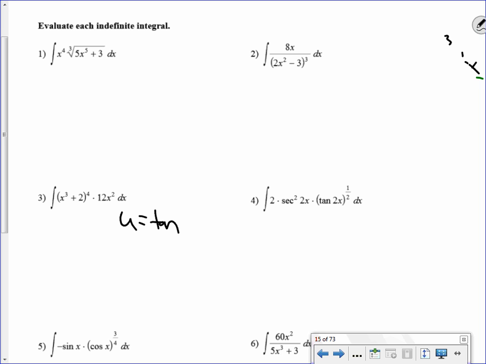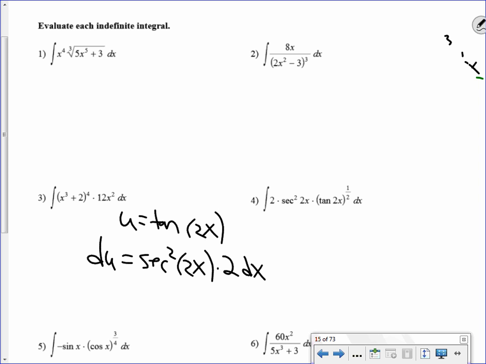This one, I'll tell you, you don't even have to pull the 2 out. You'll see it in a second. Because what's du going to be? What's the derivative of tan of 2x? Secant squared of 2x times 2, and then the dx. We have every factor already there. We don't have to put in anything. It's all there. So all we have to do is rewrite it. If we rewrite this in terms of u and du, what's it going to be?